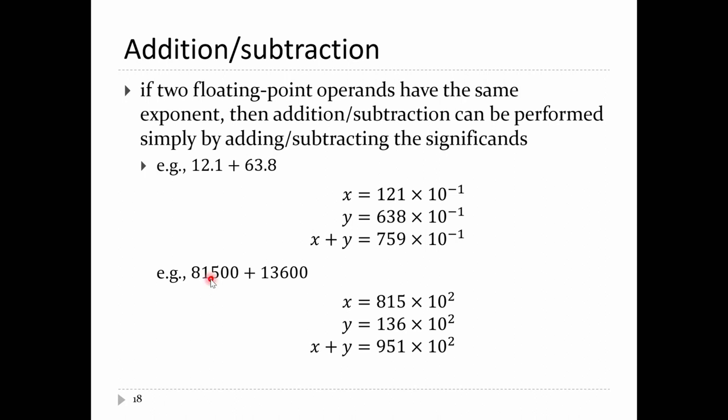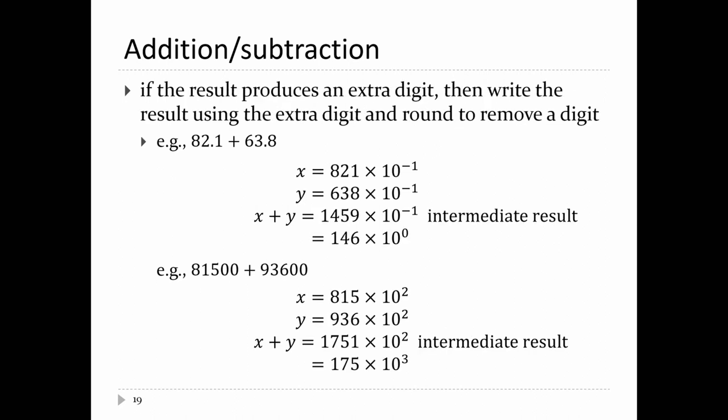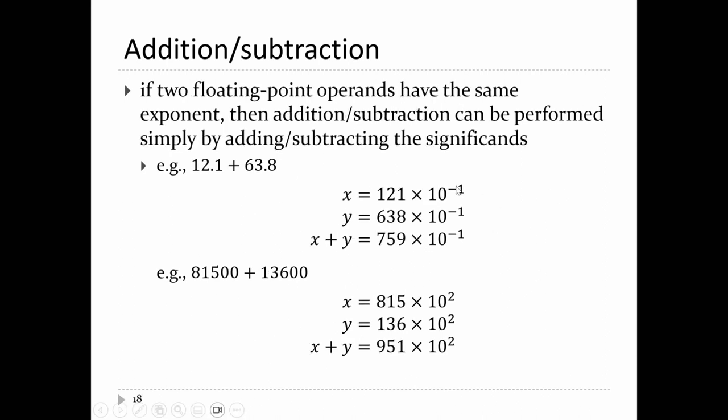Similarly here, we've got 81,500 and 13,600. Write the numbers out in their floating point representation. They have the same exponent, so I don't have to do anything special. Compute the sum to get 951 times 10 to the 2, or 95,100, which again is the correct sum. So in both of these cases, the exponents of the two numbers are the same, and when I compute their sums, the sums fit inside three digits.